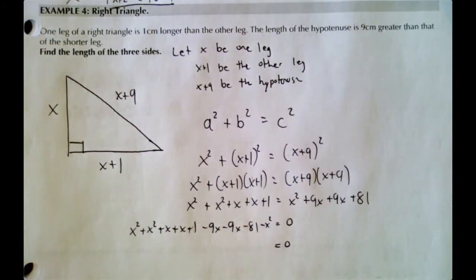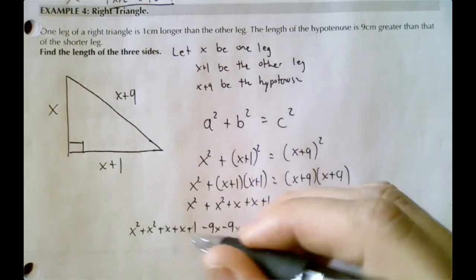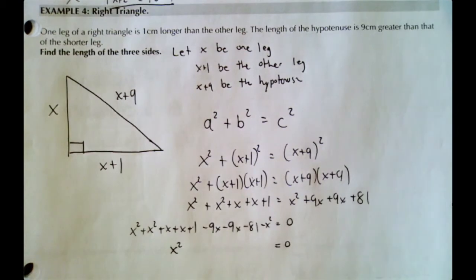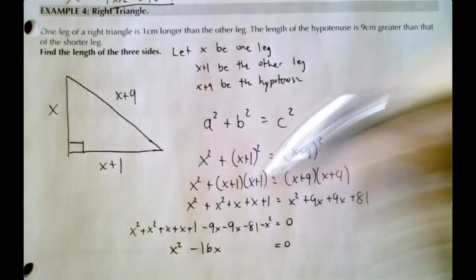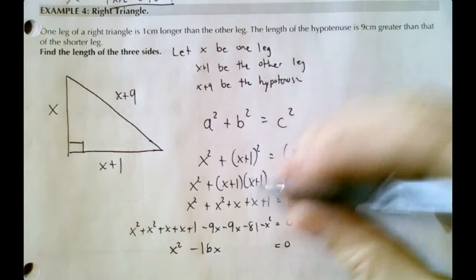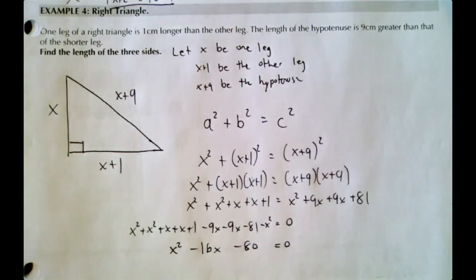And now let's collect our like terms. We got x squared plus x squared minus x squared. That's going to leave us with just x squared. We got x and x is 2x, and negative 18x. So we got negative 16x. And 1 minus 81 is negative 80. So now we have a nice quadratic.